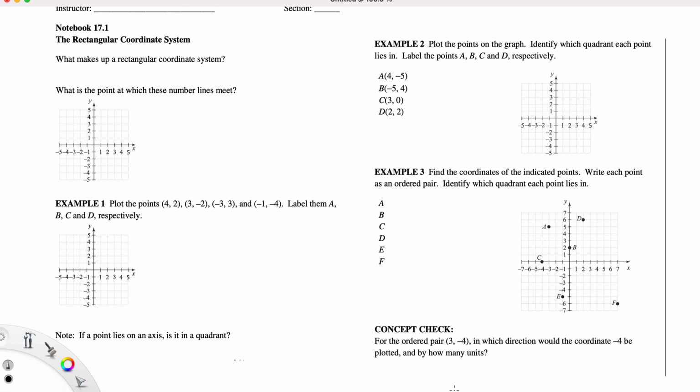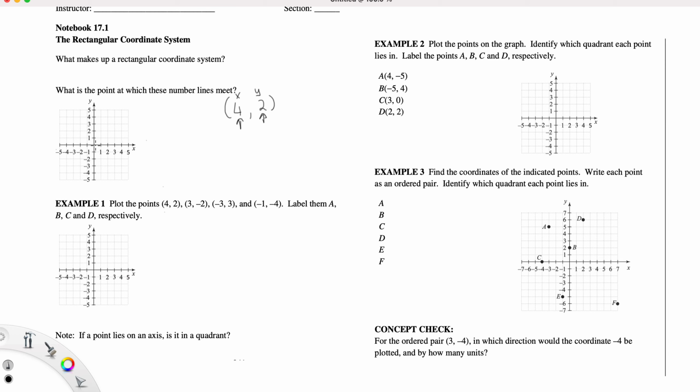Okay, section 17.1 covers the rectangular coordinate system. So recall that when you have a rectangular coordinate system, the x-axis goes from left to right, the y-axis goes up and down. When you're plotting these, you always plot x first and then y. So an example of plotting points, if we have what we call an ordered pair, that's 4 and 2. This is our x and this is our y. So to plot this, you must plot x first and then y.